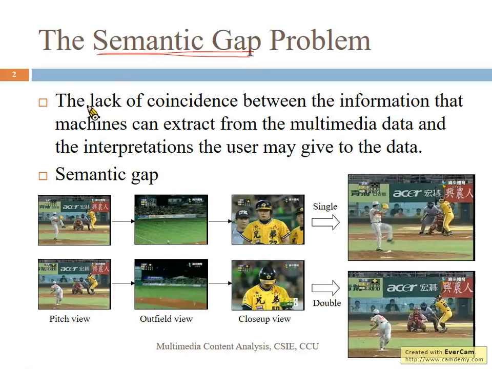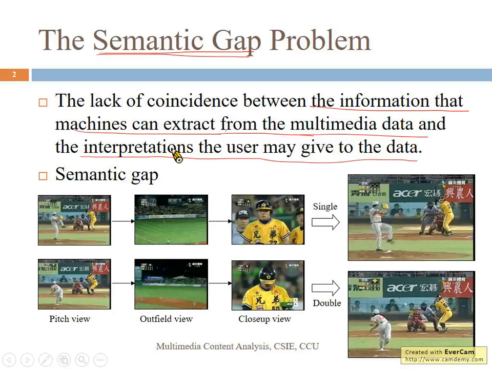So what is the semantic gap problem? That is the lack of coincidence between the information that the machine can extract from the multimedia data and the interpretation the user may give to the data. So this is the difference between the feature characteristic and user understanding. This is the problem of the semantic gap.